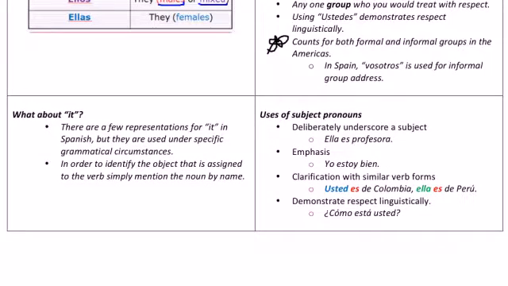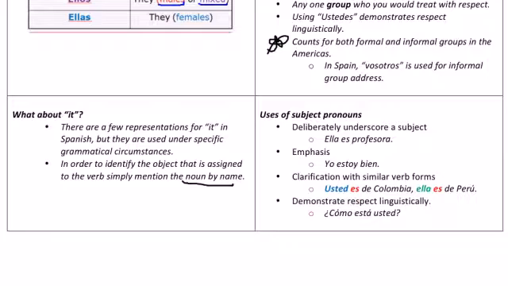Two last points. What about it? Well, in English we use it a lot, but in Spanish we tend to just use the proper noun or the actual noun that refers to the item that we are mentioning. In order to identify the object that is assigned, we're just going to mention the noun by name. So we're not going to be using it a whole lot in Spanish the way we use it in English anyway. And to conclude, we'll look at the uses of the subject pronouns.